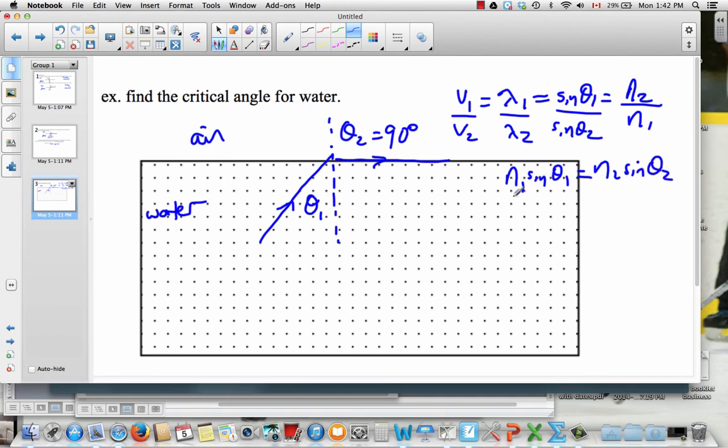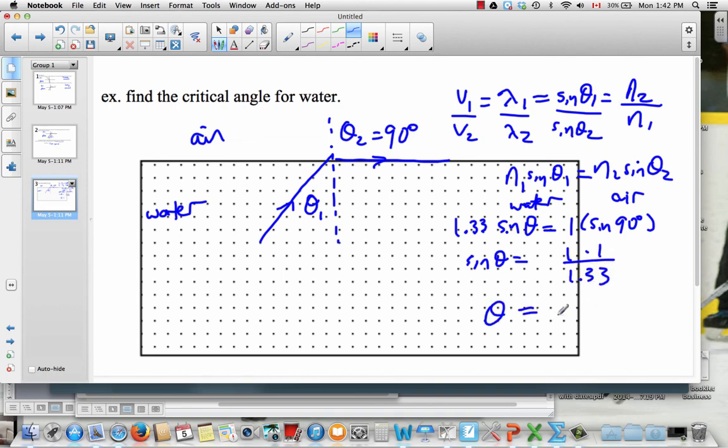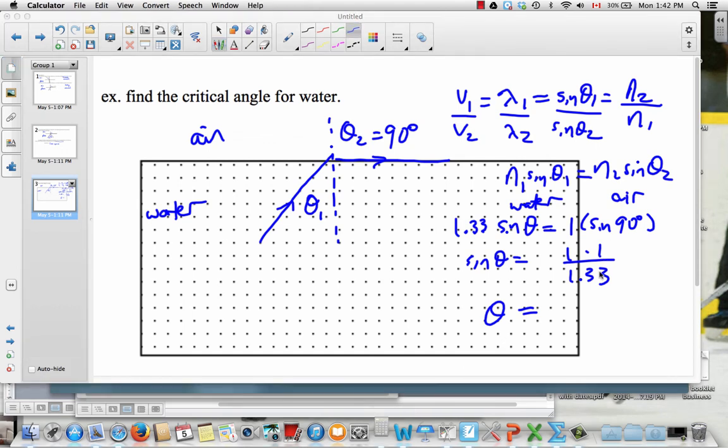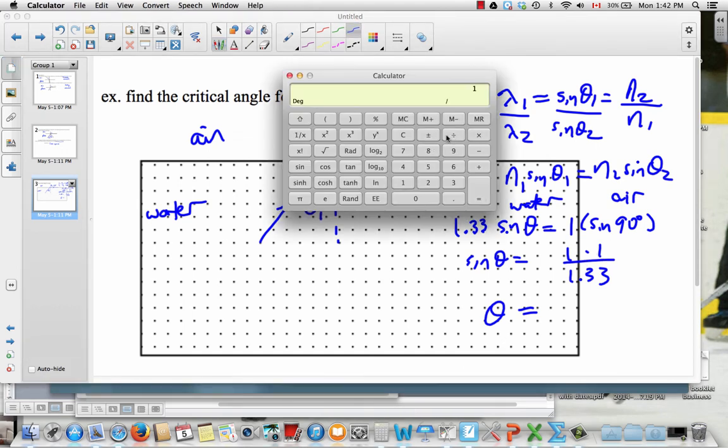So this is actually in the water. This is the incident ray in the water, and then this is the refracted ray in air. The index of refraction for water is 1.33, and it's this angle that we're looking for. The index of refraction in air is 1, and at the critical angle, the angle of refraction is 90 degrees. So we solve. Sine of 90 is 1, and then the critical angle in water will just be the inverse sine of 1 divided by 1.33, and then we will do the inverse sine, and we see that's 48.8 degrees.